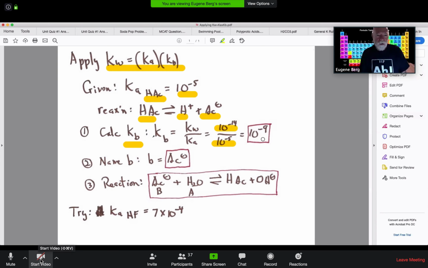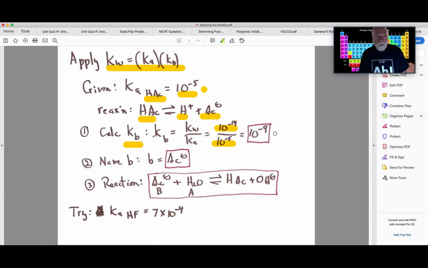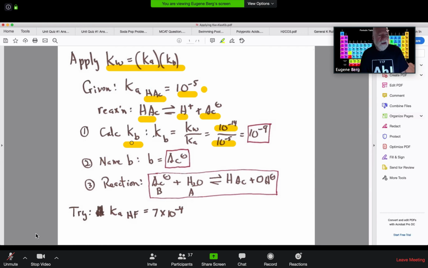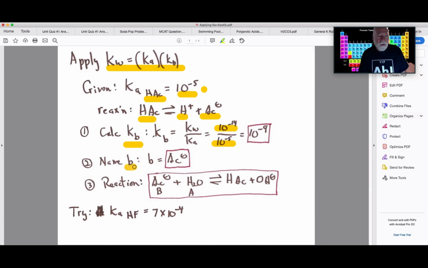So it's really cool is by knowing one K, we're able to actually calculate another K. So that's usually question number one I ask you is if you know K sub A, can you calculate K sub B? Can you handle it? Answer yes. Okay. Now here's question number two. Can you name B? Can you name the base?